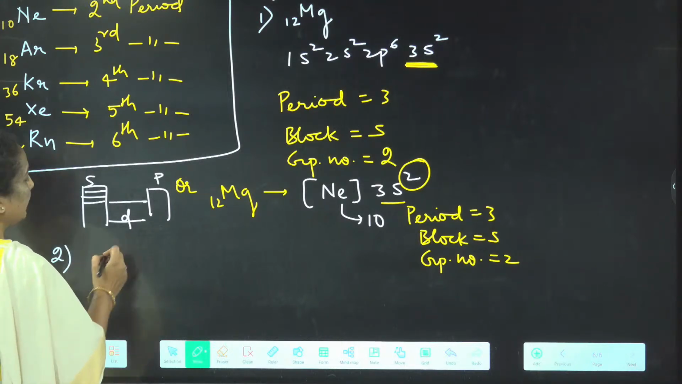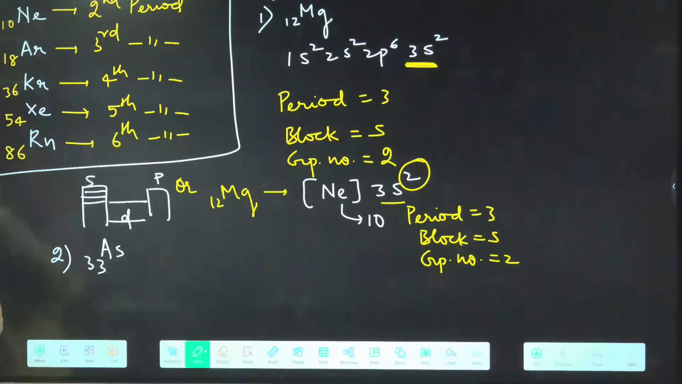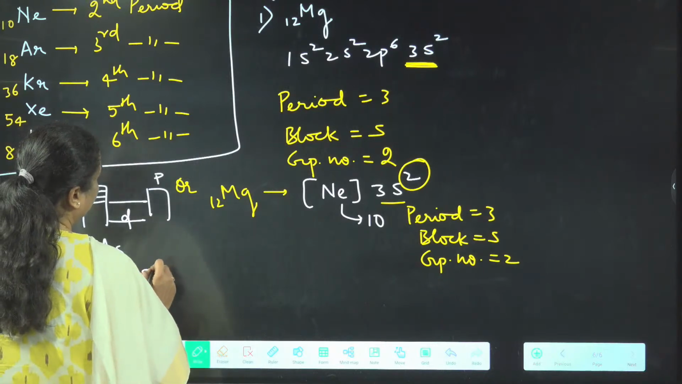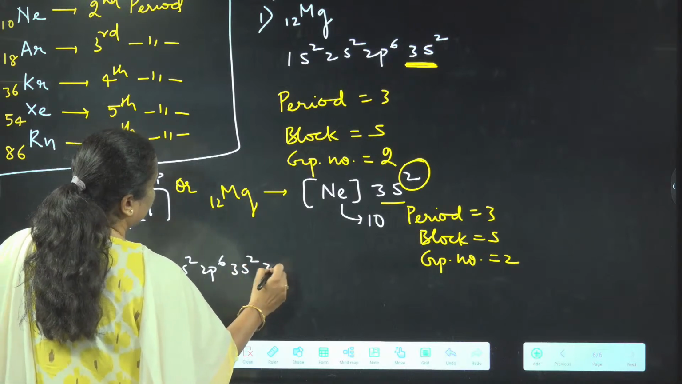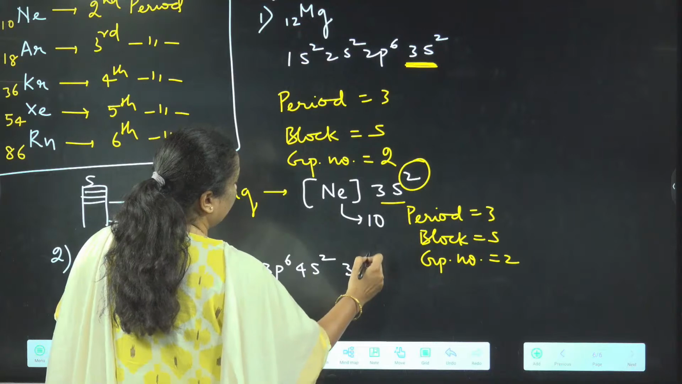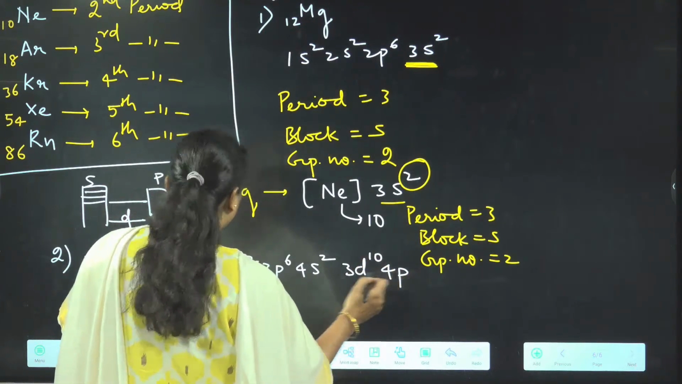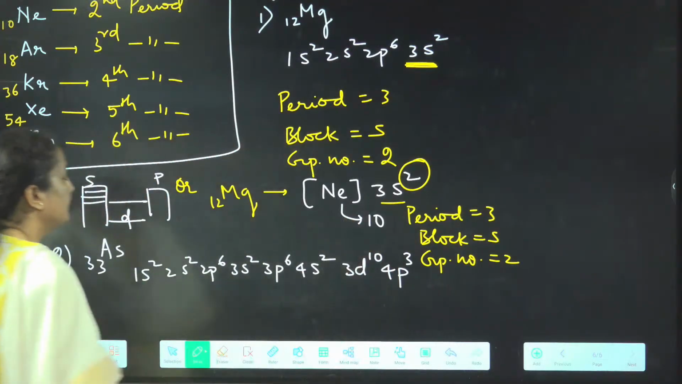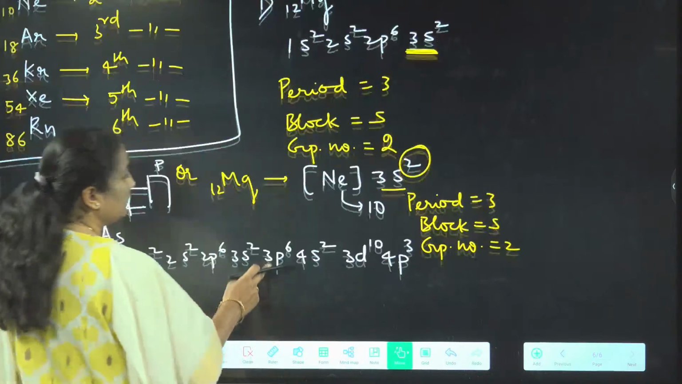Suppose I am taking arsenic, which is 33. Right? Now I can write 1s2, 2s2, 2p6, 3s2, 3p6, 4s2, 3d10, and then 4p. How many are there? 10, 20, 30 and 33. Right? You are able to see I have written the electronic configuration.